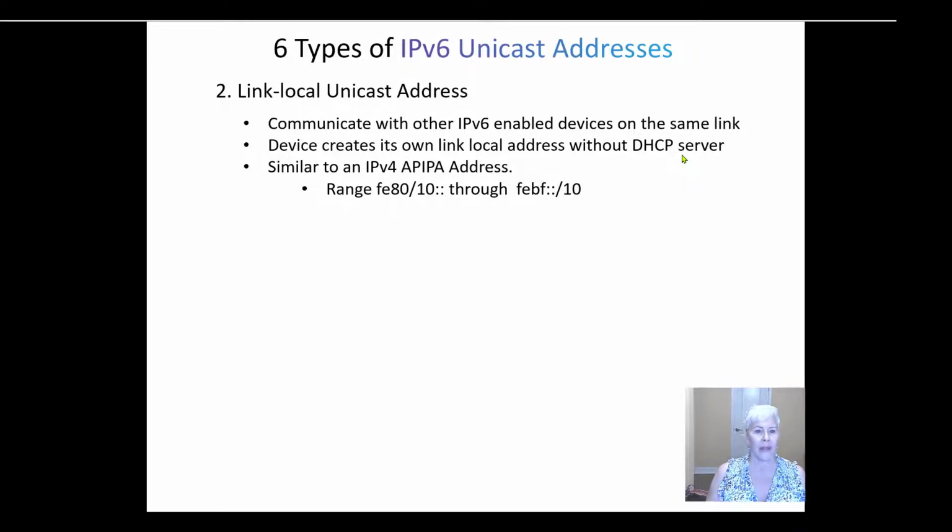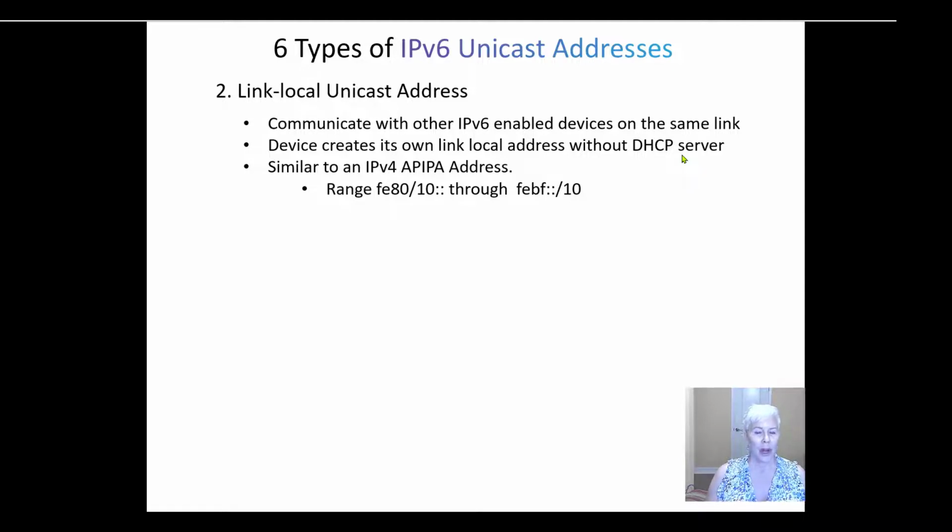Now this address is similar to the APIPA address in the IPv4 world. Remember, the APIPA address is that 169 address, where if I turn on my computer and I'm running IPv4, but I'm not connected to a DHCP server, my end device is going to generate a 169 address because it wants to have an address. It wants to be able to communicate, so it self-generates. In that way, a link local address for IPv6 is similar.